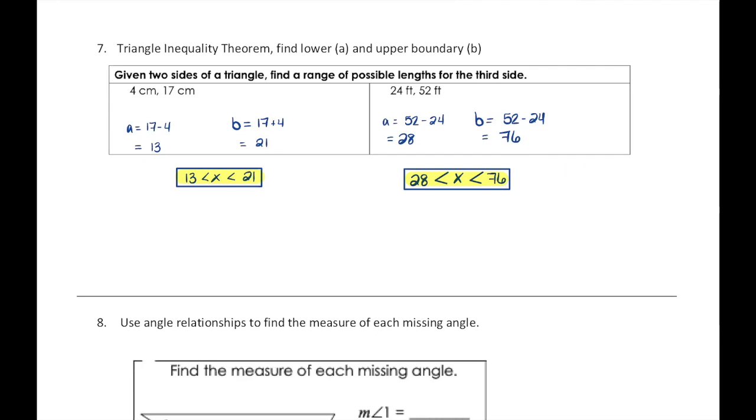What if it's just 13? What did we say on the last one? Is 13 greater than 13? No. So does it work? No. Does not.